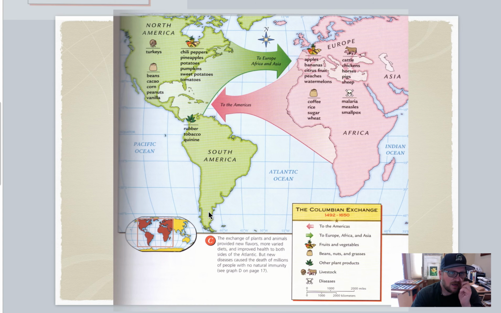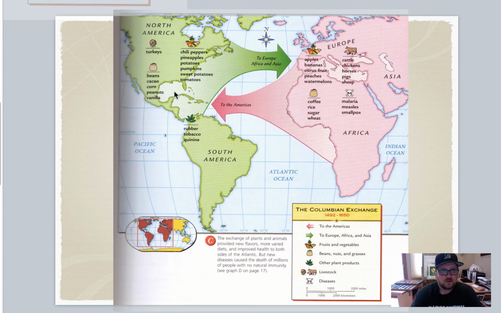And we see here basically what Native Americans got. They got coffee, rice, sugar, wheat. They got other fruits, they got cattle, chicken, diseases. Really, probably the only real good thing that the natives benefited from the Columbian Exchange were horses. And you could even argue that this actually hurt Native American tribes overall. But again, this is probably the one positive thing. Obviously, the biggest things were these diseases. This is what really affected them the most in a negative way.